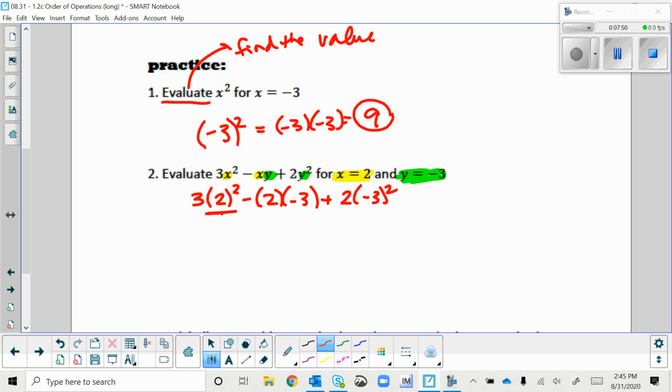I have 2 squared, which is 4. And then I have -3 squared with parentheses around it, which we know is 9. We just talked about that in the first example. And then I'll bring everything else down. I have the 3 up front.